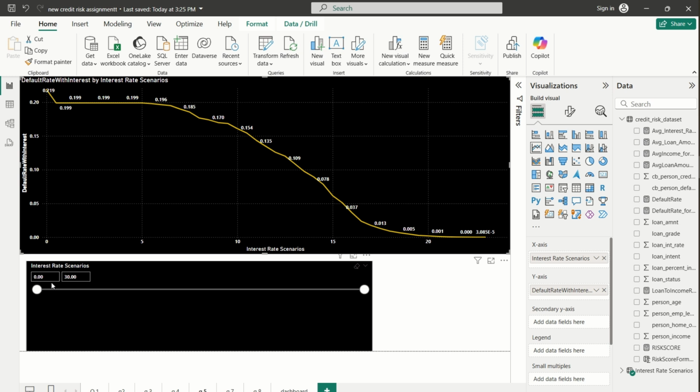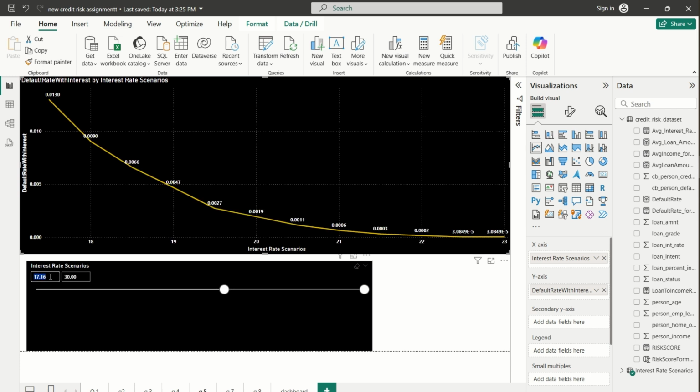Now in the slicer, if I set it to 17.16, this is the interest rate I am adjusting. You can see the chart is updated. So as the interest rate moves closer to 20 here, the default rate drops significantly, reaching around 0.19. You can see 0.19 here.